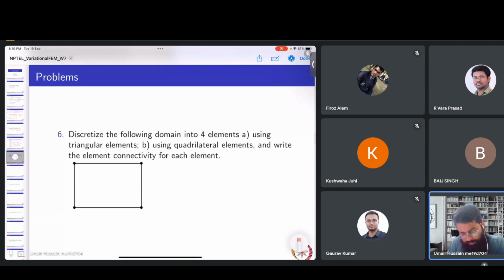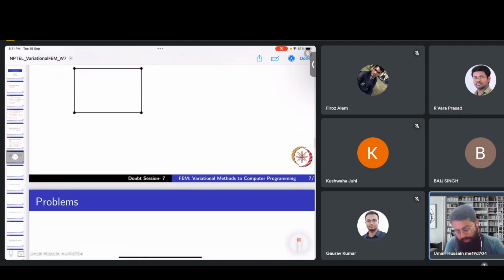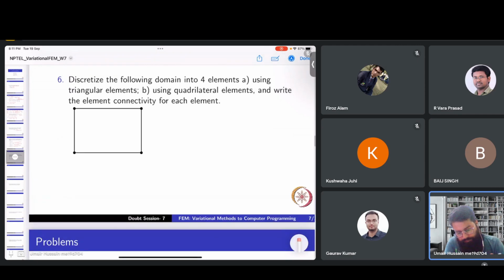Okay, so we have to describe the given domain into four elements. First using triangular elements, and then next using quadrilateral elements. And then we have to write the element connectivity for each of the cases. So we can first start with triangular elements.